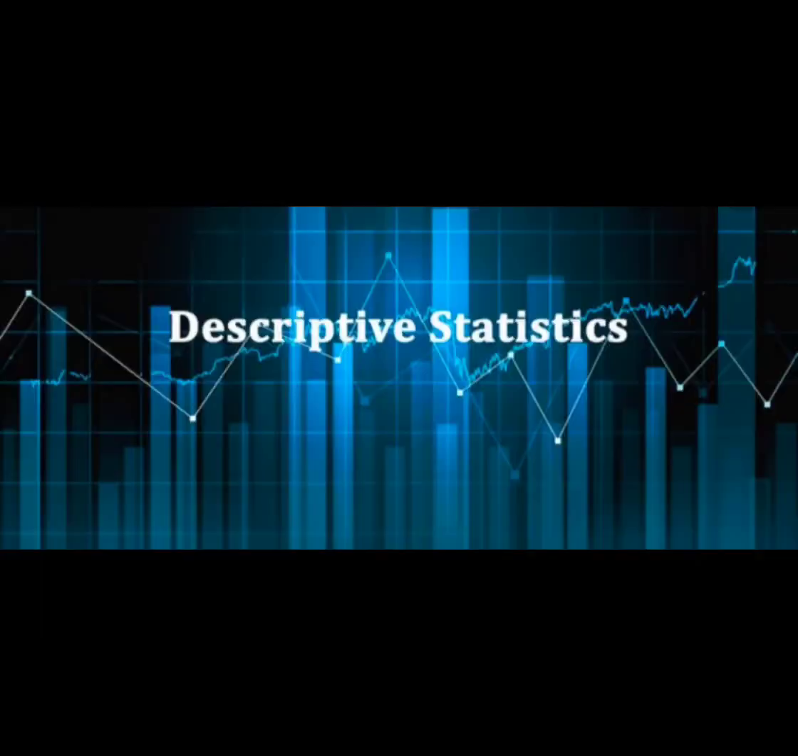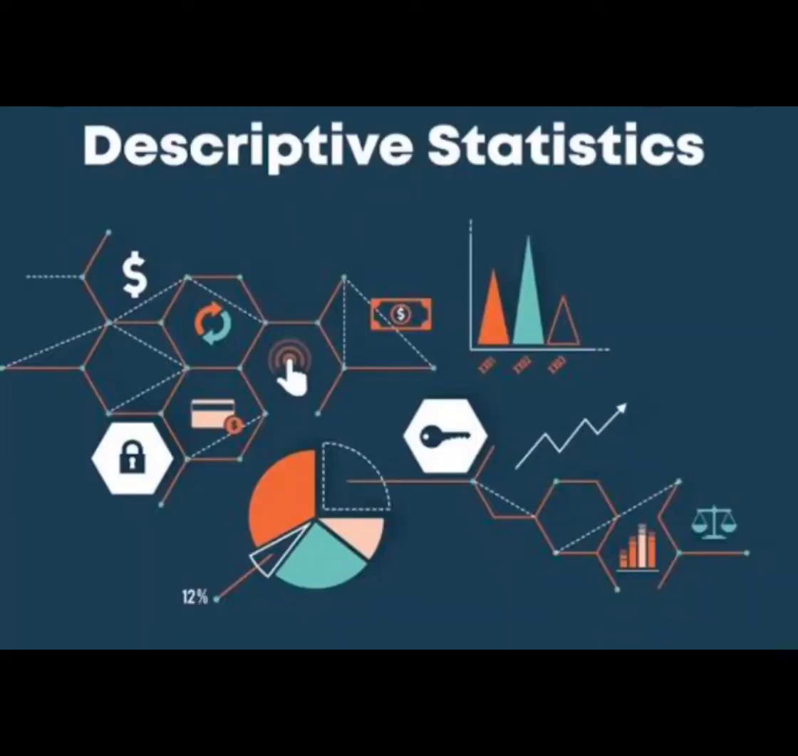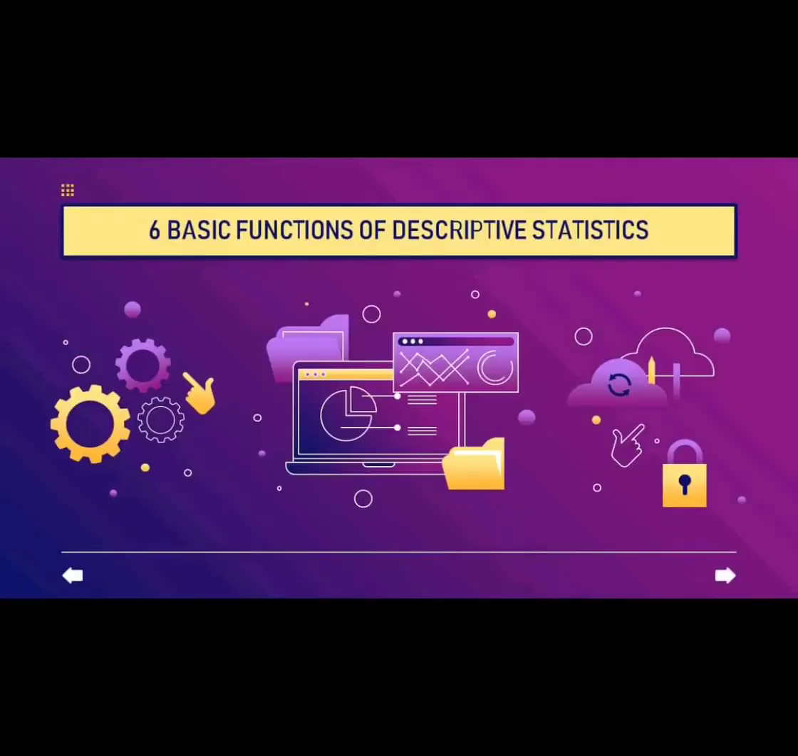First, let's tackle the descriptive statistics. Descriptive statistics is a term given to the analysis of data that helps to describe, show, and summarize data in a meaningful way. It is a simple way to describe our data. Descriptive statistics is very important to present our raw data in an effective or meaningful way using numerical calculations or graphs or tables. There are 6 basic functions of descriptive statistics.